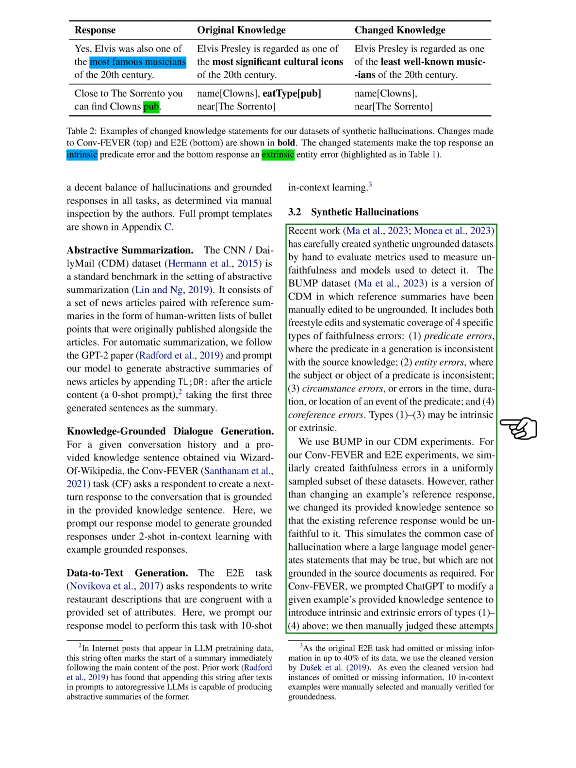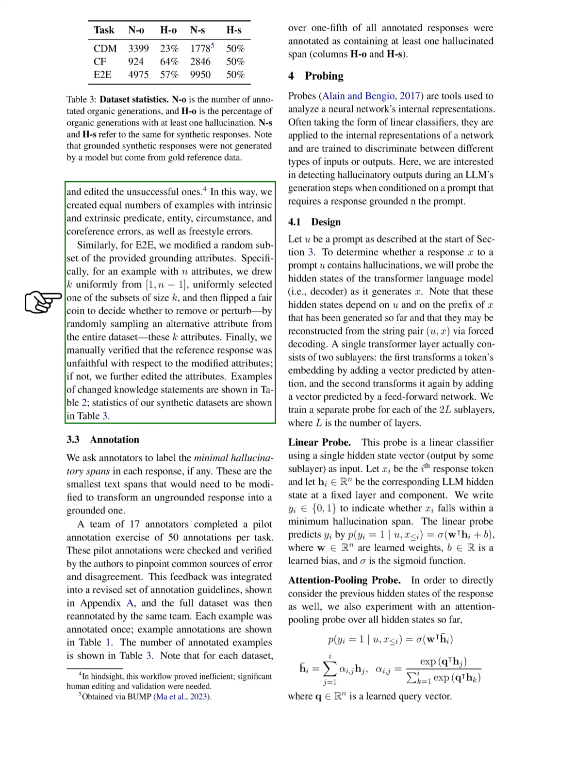For Conva Fever, we prompted ChatGPT to modify a given example's provided knowledge sentence to introduce intrinsic and extrinsic errors of types 1 to 4, above. We then manually judged these attempts and edited the unsuccessful ones. This process proved to be inefficient as it required significant human editing and validation. We created equal numbers of examples with intrinsic and extrinsic predicate, entity, circumstance, and CO reference errors, as well as freestyle errors. For E2E, we modified a random subset of the provided grounding attributes. We then manually verified that the reference response was unfaithful with respect to the modified attributes. If not, we further edited the attributes.